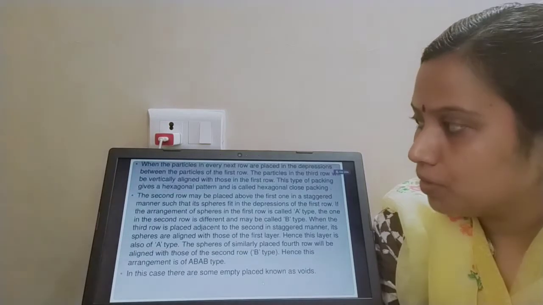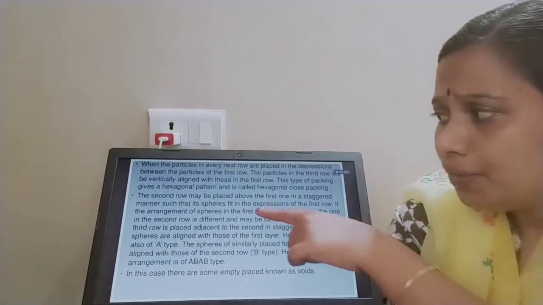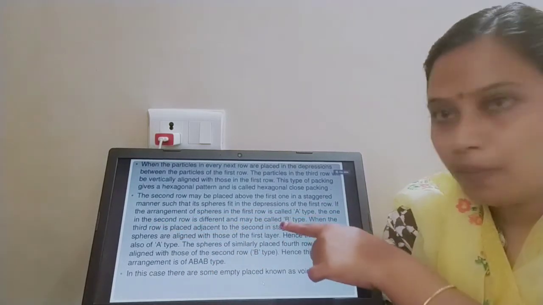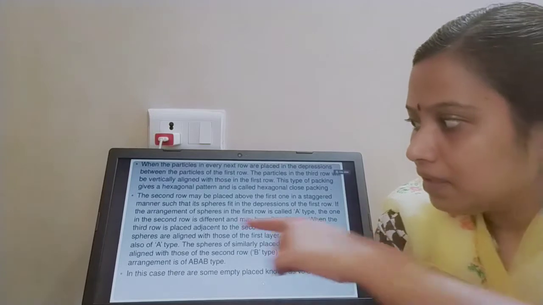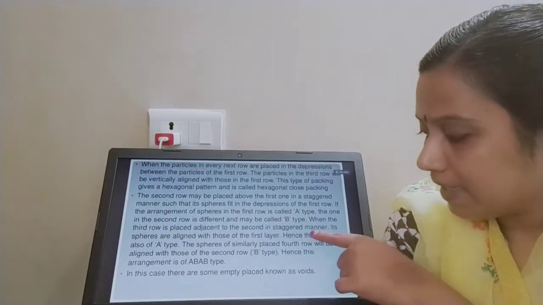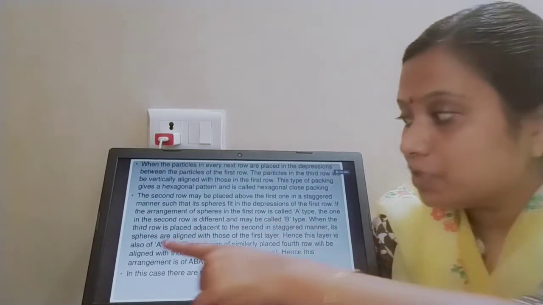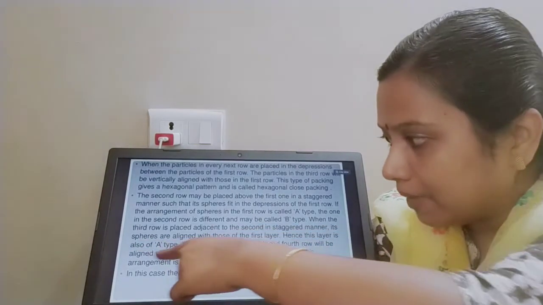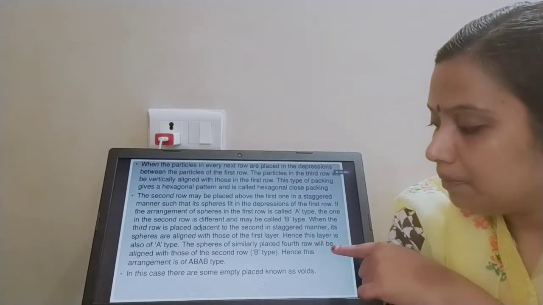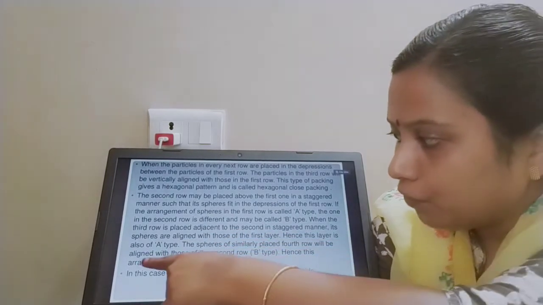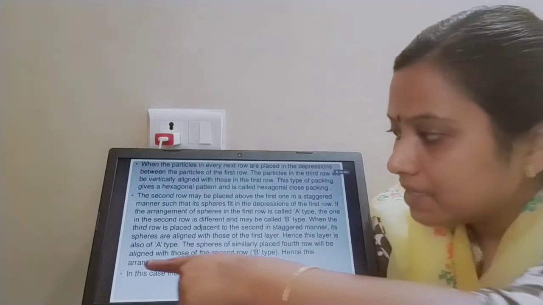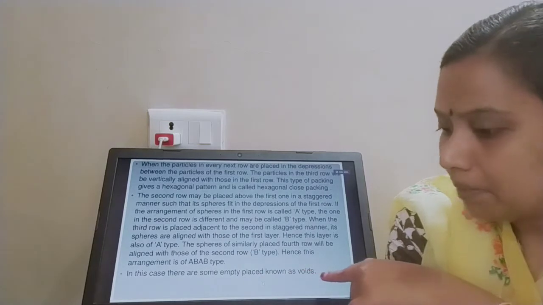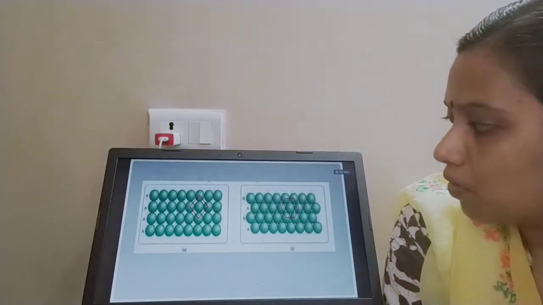Now moving back to theory, children. I told you the spheres in the first row are A type, and the one in the second row is different and it should be called B. And when the third row is placed adjacent to the second in a staggered manner such that the spheres are aligned with those of the first layer, this layer is also type A. So the spheres are similarly placed like 1, 2, 3 and 4. See, and hence this arrangement is called AB type. And in this case there are some empty places, and those empty places are called voids.